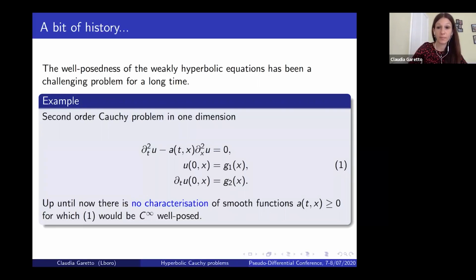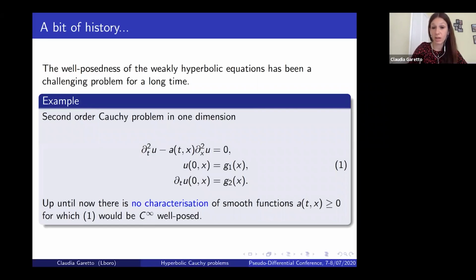So here we have, in example 1, apparently a very nice equation. It's a wave equation, but we have a coefficient here, a variable coefficient, depending on time and on space. And I will assume, in order to have a hyperbolic equation, that it is positive, but that it might also have zeros. Up until now, there is no characterization of smooth functions A for which this problem is C-infinity well posed. We would expect C-infinity well posed, because this is what happens when we have a strictly hyperbolic equation. But unfortunately, this is not true when we have multiplicities.